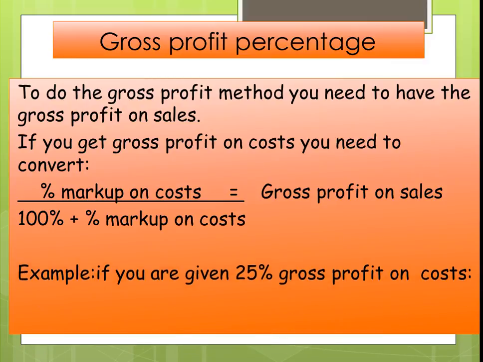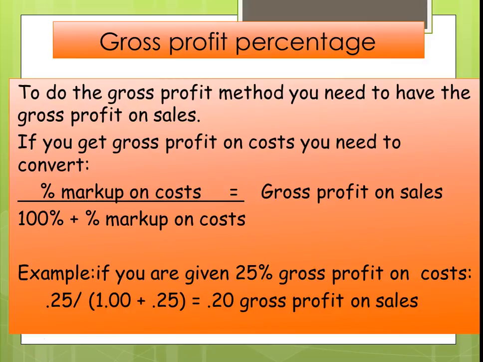So, for example, if you are given 25% gross profit on cost, to convert it to the gross profit on sales, you would take the 25 divided by 1.25, which would give you 20% gross profit on sales, and that's the number you would use when you're doing the gross profit method.